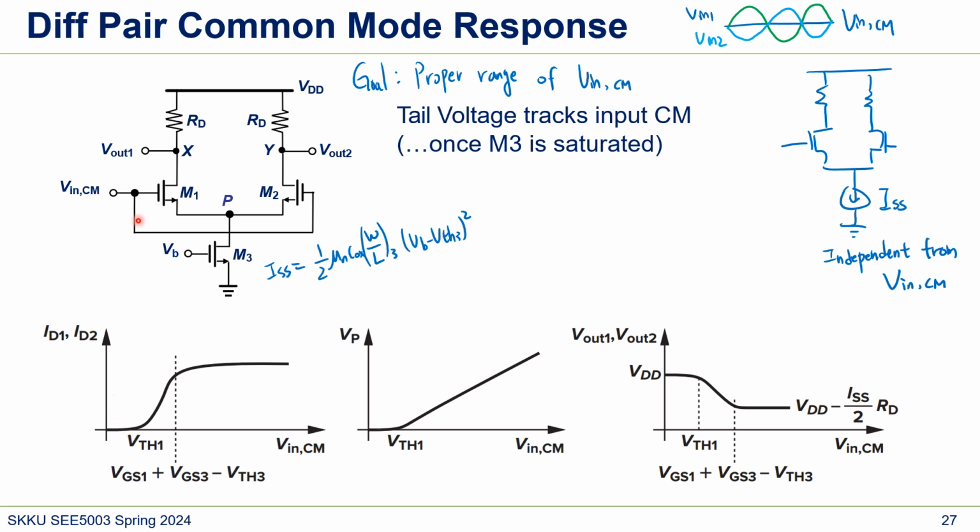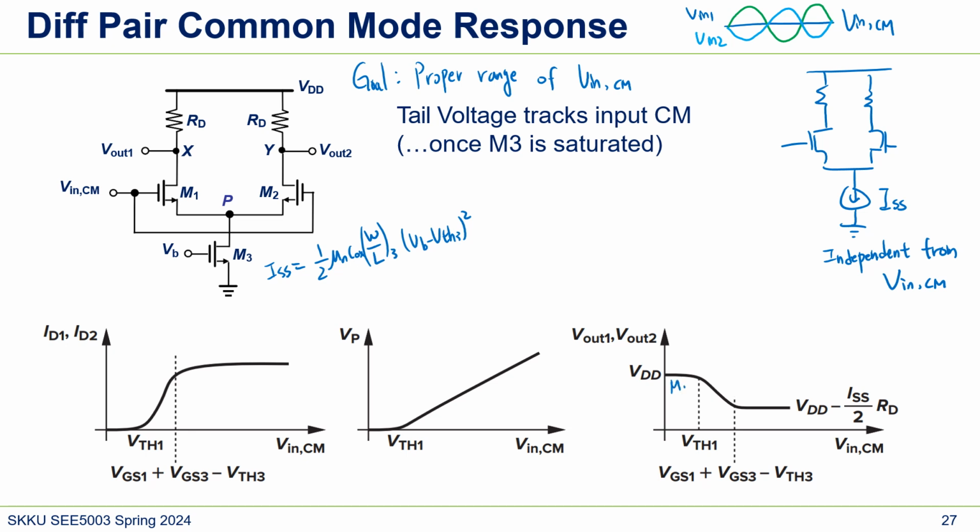If we increase V in CM from 0 to a higher voltage, at the very beginning VP is 0, so only when V in CM becomes larger than VTH1 does current start to flow. Once V in CM becomes larger than VTH1, the current will increase.